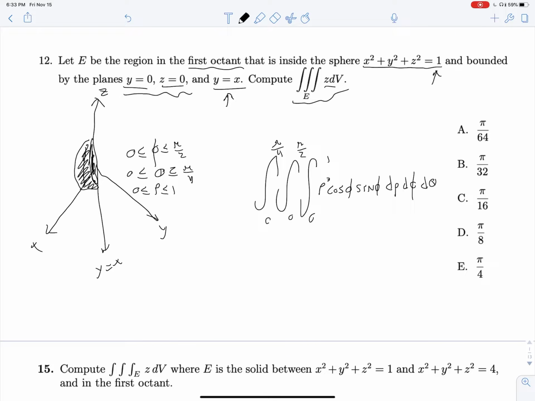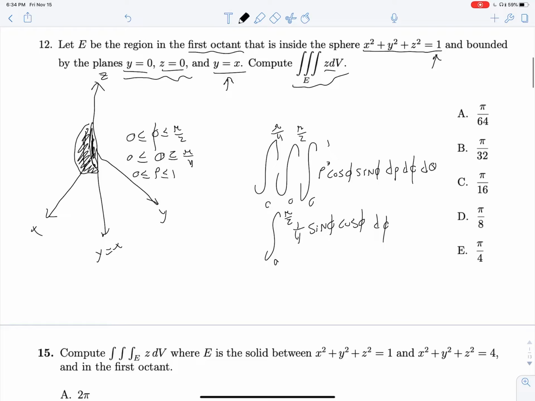So just doing the rho integral in our head, we're going to get rho to the 4th over 4, evaluated from 0 to 1, which is just going to be 1/4 sine phi cosine phi d phi from 0 to pi over 2 as our next integral. And we know that 2 cosine phi sine phi is equal to... sorry, I'm going to redo that whole identity.